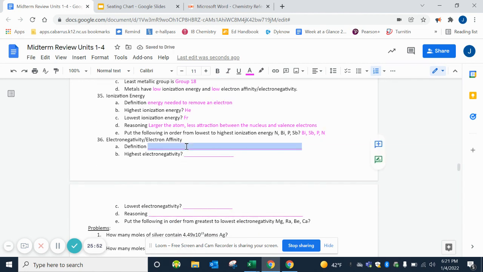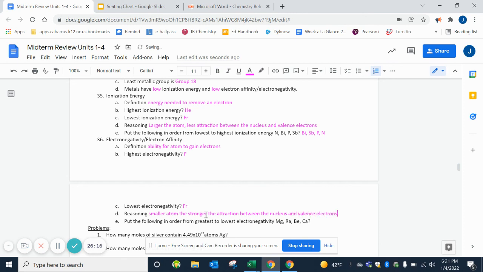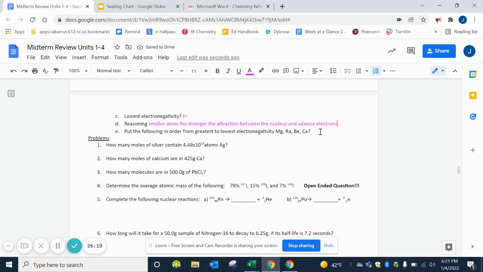Electronegativity or electron affinity is the ability for the atom to gain electrons. Highest electronegativity is fluorine. Remember, we don't count group 18 because they'll never gain electrons. Lowest would be francium. The smaller the atom, the stronger the attraction between the nucleus and the valence electrons. So putting these in order of lowest to highest, we would say Ra, Ca, Mg, and then Be.